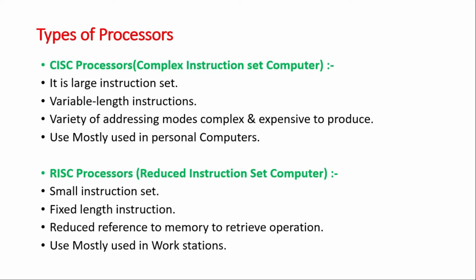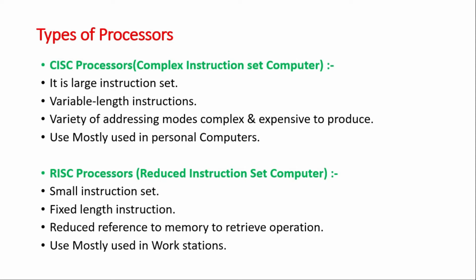Types of processor. In a computer there are some different types of processor. Complex instruction set computer, CISC processor, it has a large instruction set. It has variable length instructions. It has a variety of addressing modes, and is complex and expensive to produce. Basically it is used in personal computers.